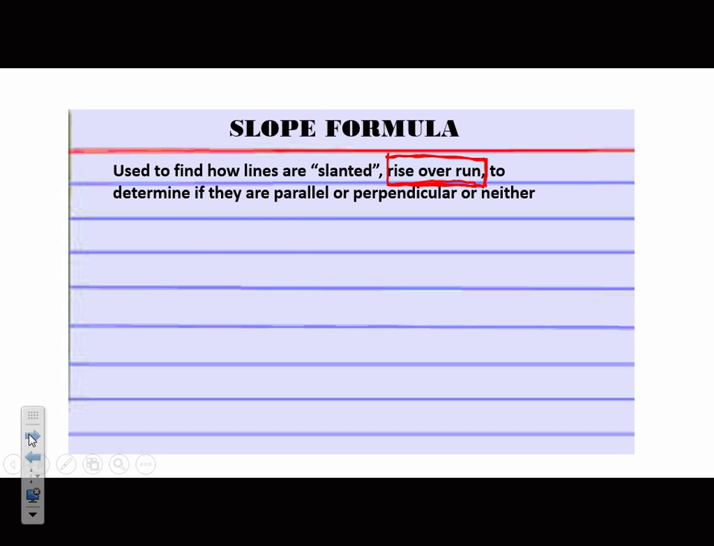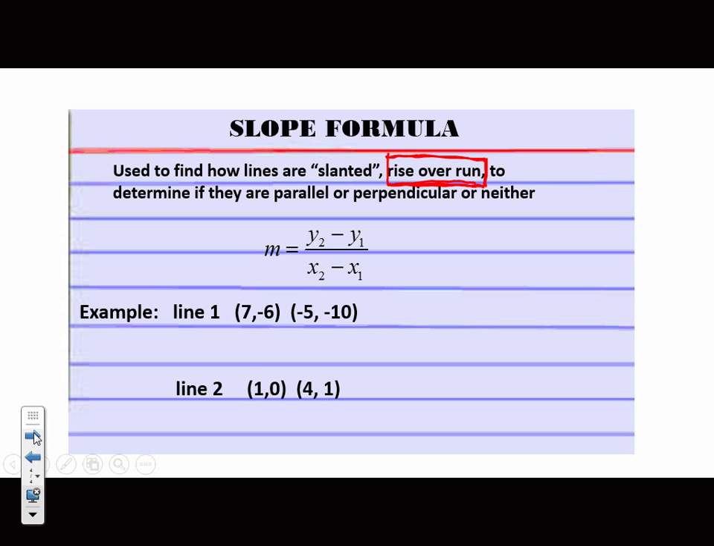So we need to know rise over run. We also need the formula. So here's our formula. Slope equals y2 minus y1 all over x2 minus x1. So if we look at this example, we're going to find the slope of both, and then we're going to determine whether it's parallel, which means that our slopes are the same, right? Or perpendicular, which means they're the opposite reciprocal. Okay? So it's very, very important that we know what parallel and perpendicular mean.